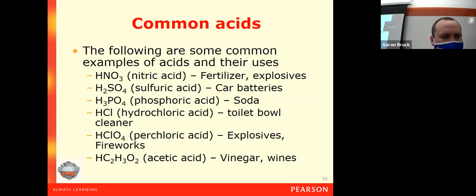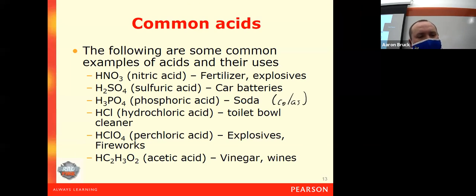As I mentioned before, phosphoric acid is commonly found in sodas. In particular, this is a much more common thing in colas and other brown types of sodas. Those usually have phosphoric acid in them. Your clear and colorless sodas, your Mountain Dews, your Sprites, 7-Ups, you name it, those tend not to have phosphoric acid in them. They tend not to need it.